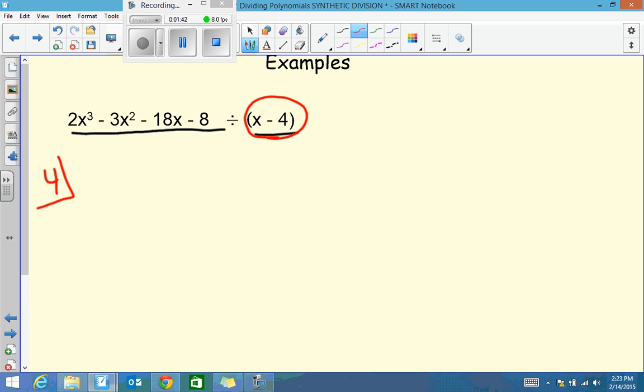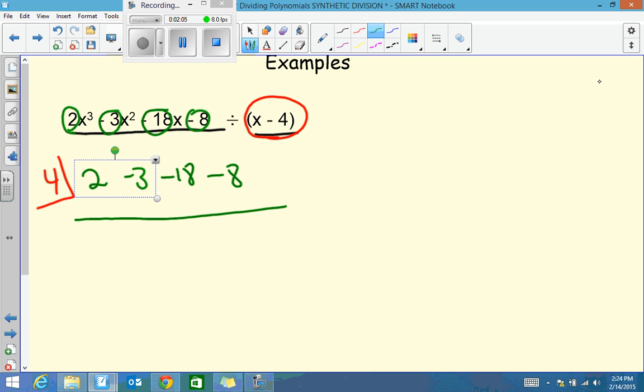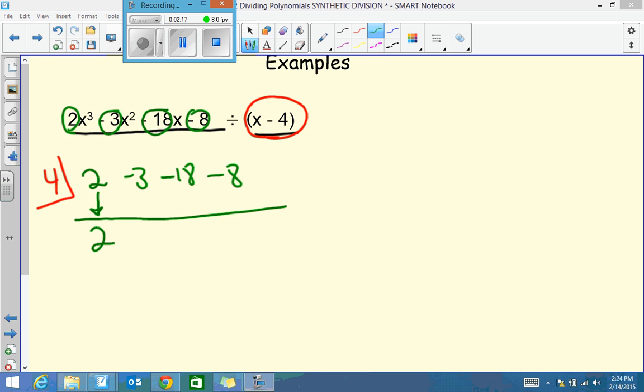Now we're going to take the coefficients of our equation, so 2, -3, -18, and -8, and we're going to write them right alongside that 4. So 2, -3, -18, and -8. Then we're going to draw a total line, leave a little space, and now we're going to begin. First step, we bring down this 2, write it down here, and then multiply: 4 times 2 is 8, and write the 8 right here.